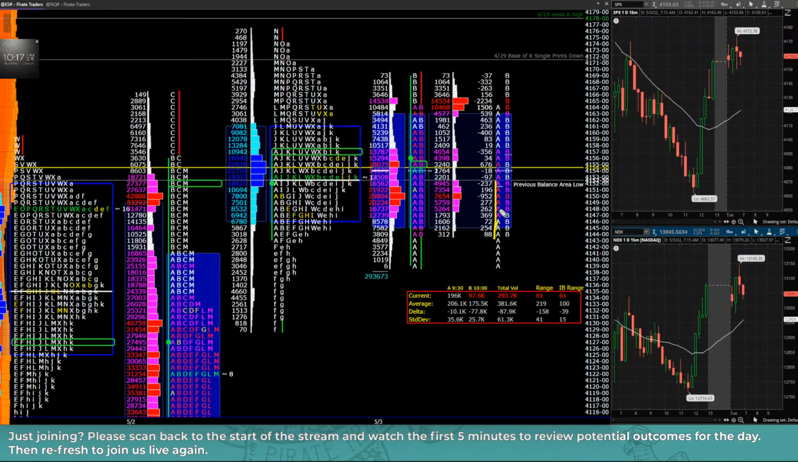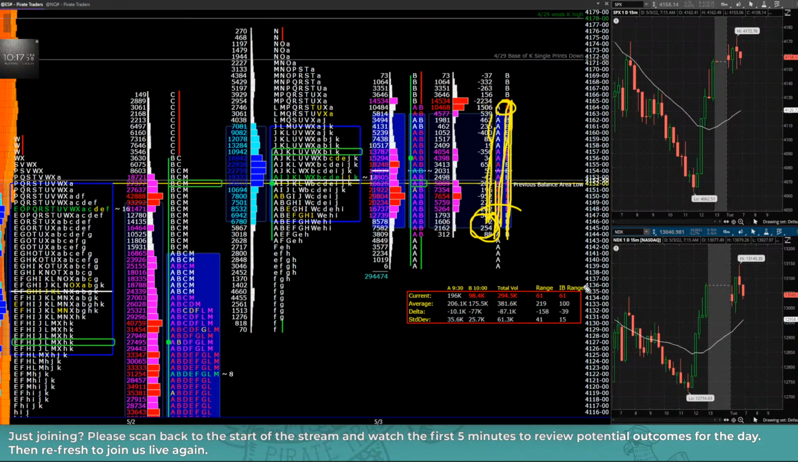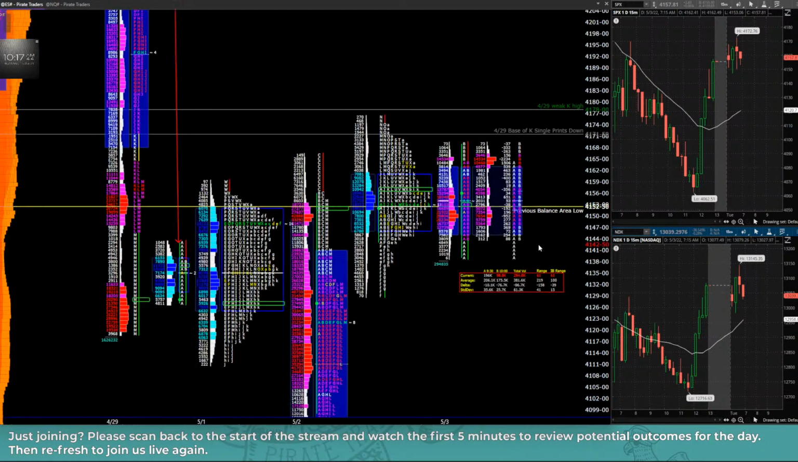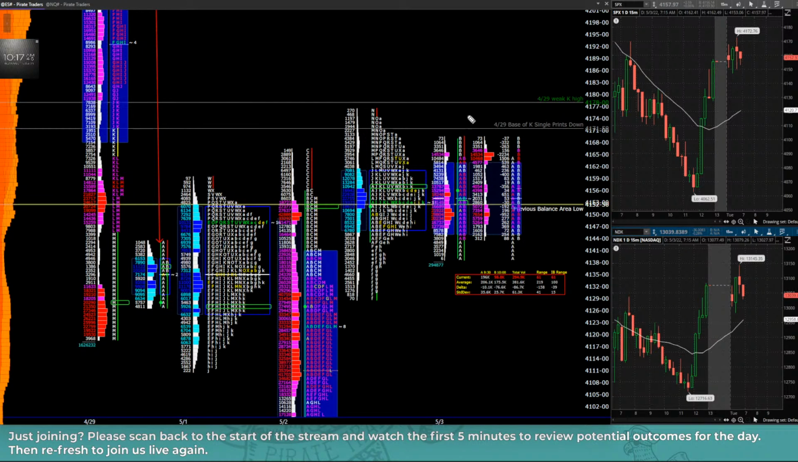It pushes to here, it goes up to there. It pushes to here, it goes up to there. They're just going long, taking profits, going short, taking profits, going long, taking profits. And they can do that all day long. Like I said, I expect a bigger range than this, but we'll probably have a day that looks something like this.